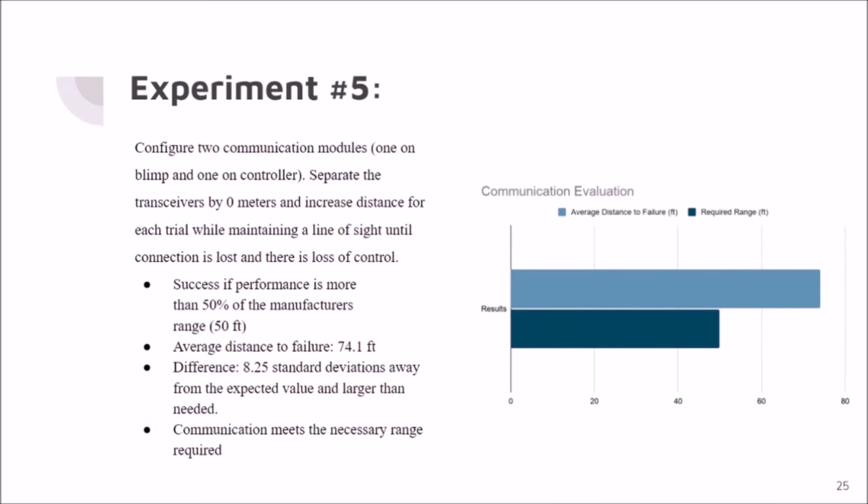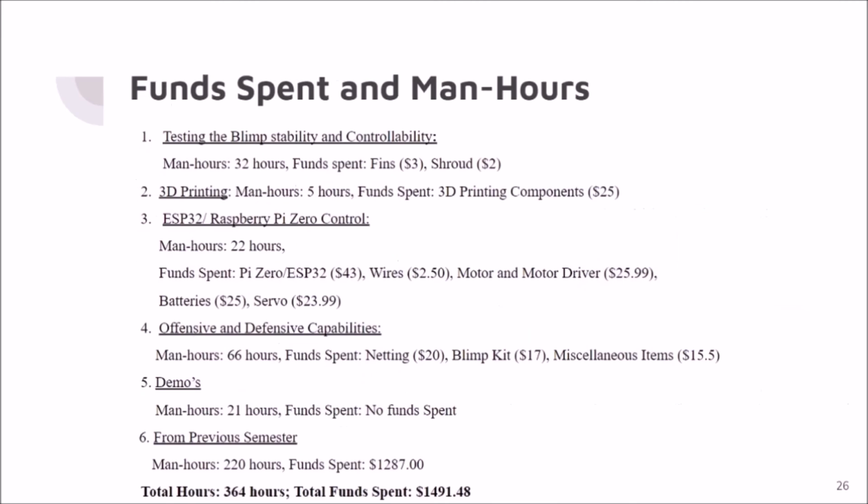So if you look, the result was different by 8.25 standard deviations, which was enough. If you look at the chart here, it is well up beyond, or 24 feet beyond, the minimum. So this communication met the necessary range required.